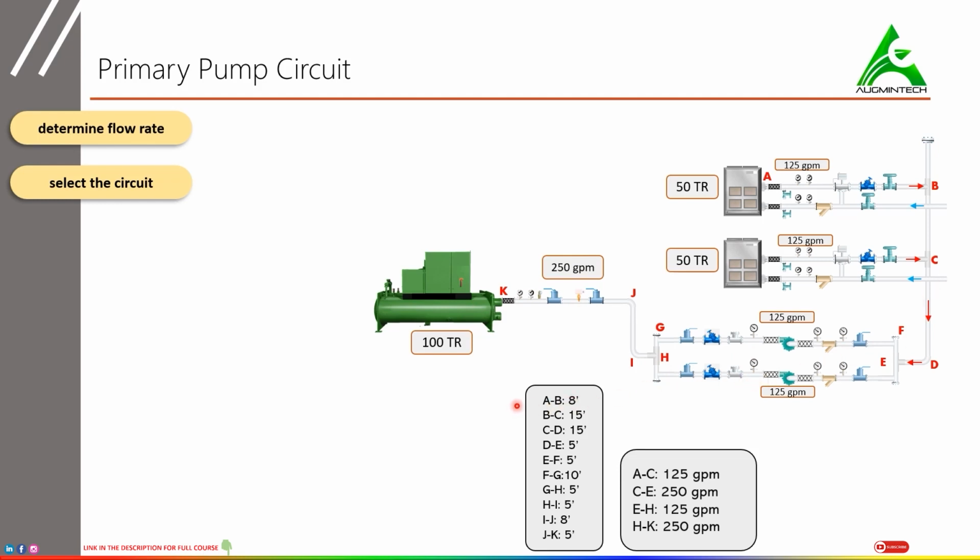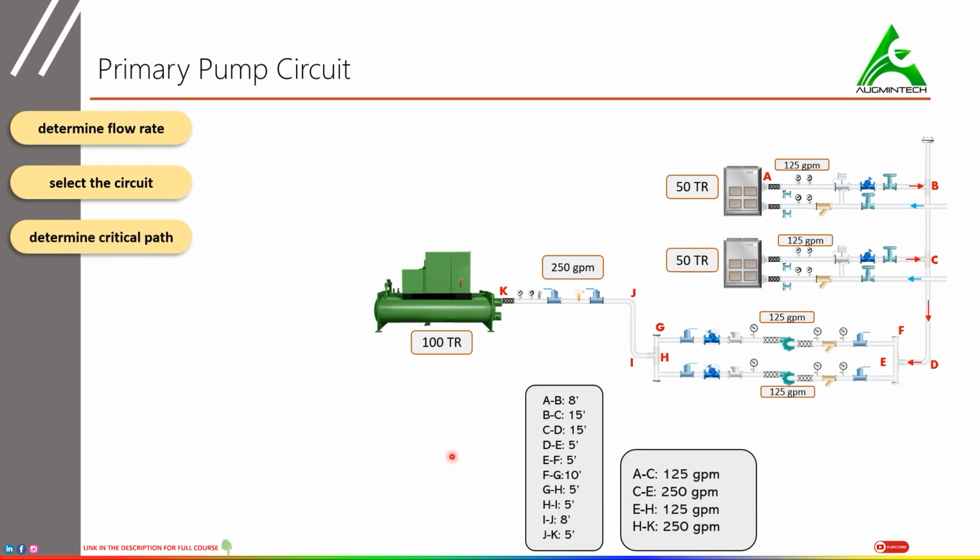And the details corresponding to this, the dimension or the length of the pipe for each section, A to B, B to C and so on, and the flow in each section. So this is all about the primary pump circuit, the length of the pipe in each section and the flow in each section. Okay, so what's the next step?